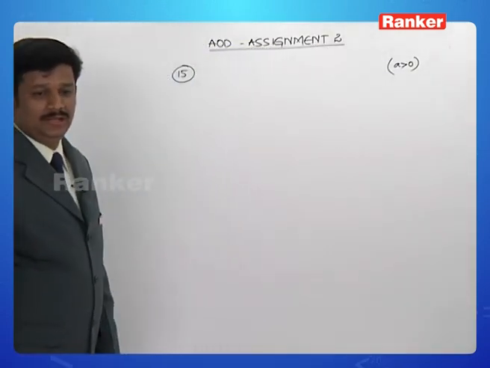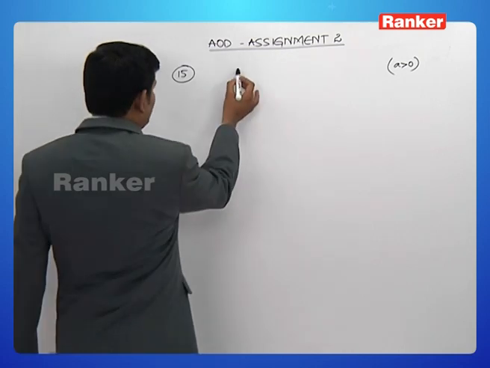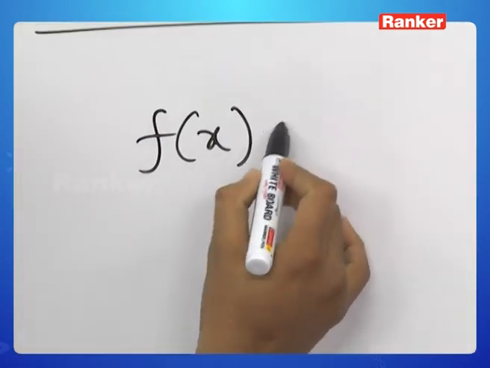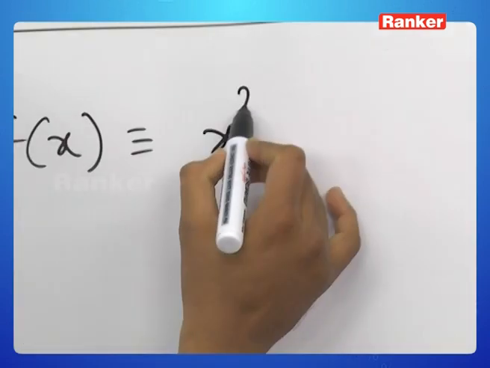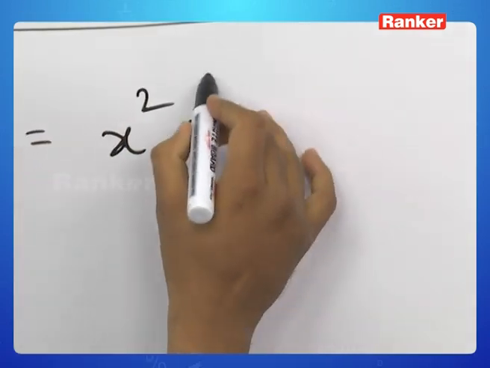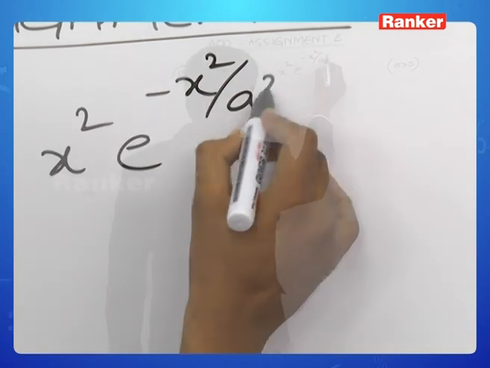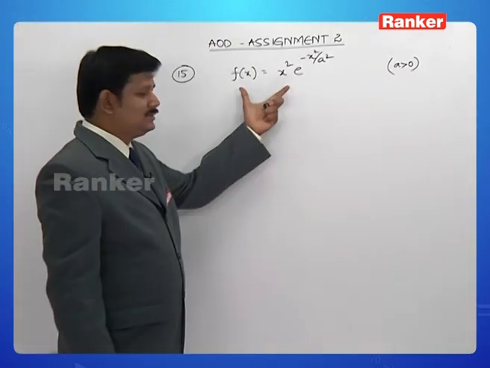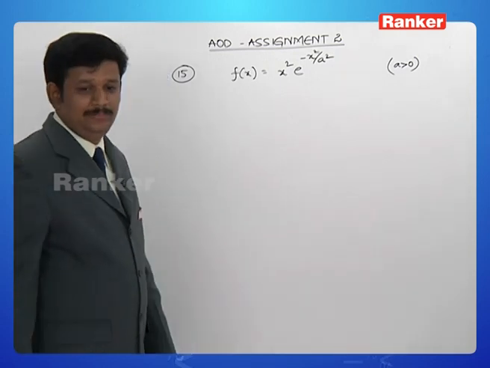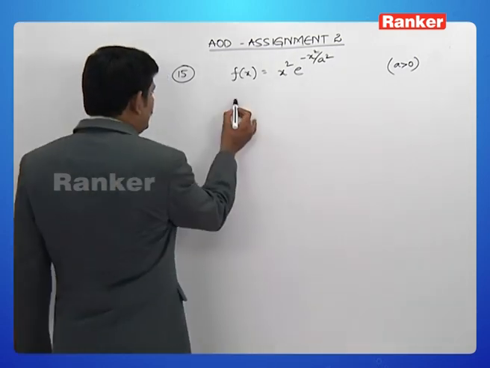and we need to check for what values of x the function f of x is equal to x square e power minus x square by a square is an increasing function. For what values of x is this function an increasing function? So, let us find f dash of x.